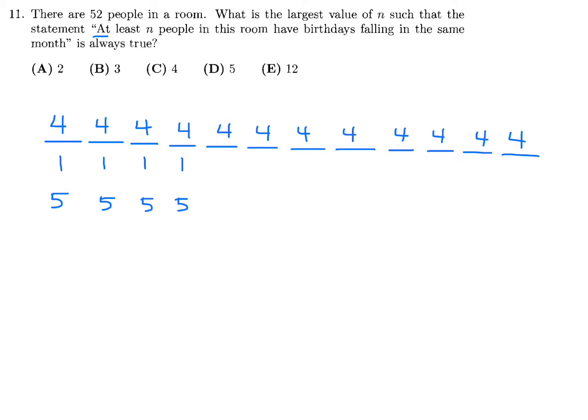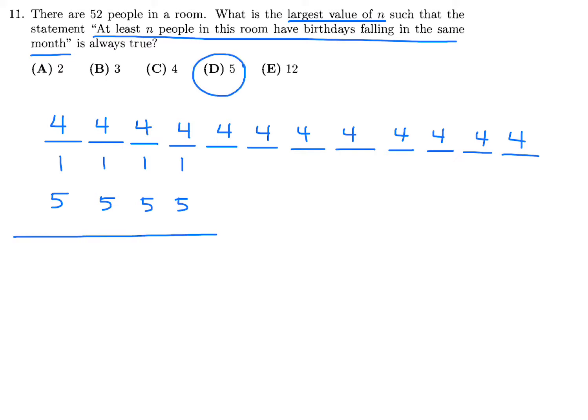So now let's look at the statement. At least n people in this room have birthdays falling in the same month. Is that true in this scenario for n equals 4? Yeah. Is it true for n equals 5? Yes. So they're asking for the largest value of n. So among 4 and 5, the largest is 5.